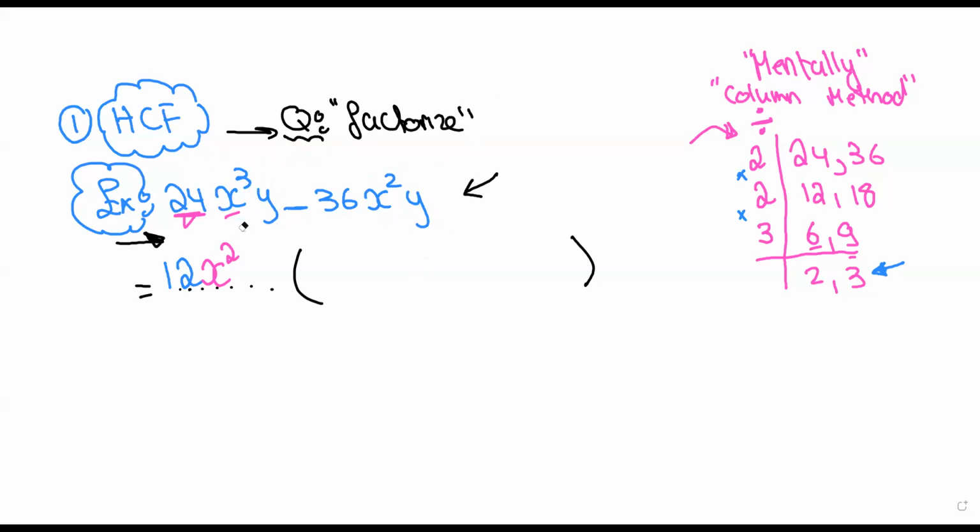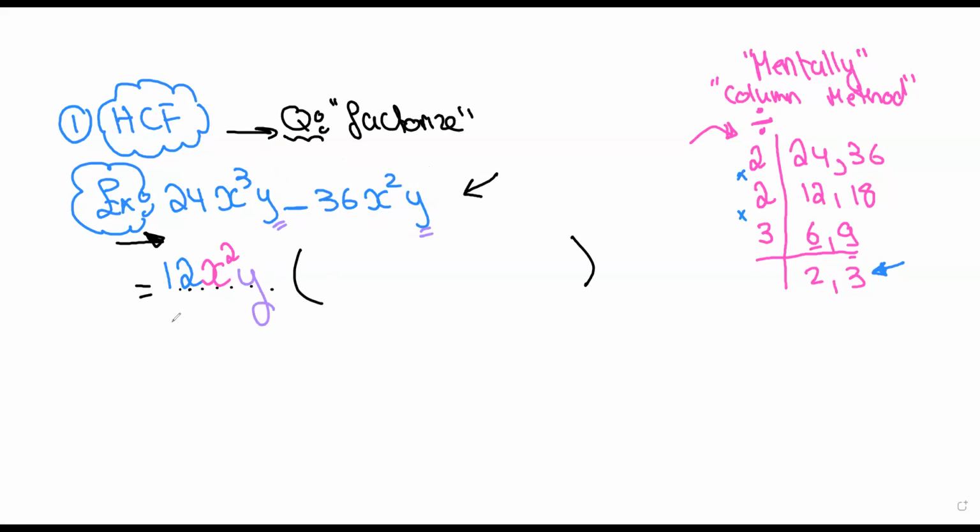If they were both power 1, you select the letter as it is. So again, if both letters have different powers, you select the letter with the smaller power. If both letters have the same power, you select the letter with the same power. For example, if these were written y squared and y squared, I would still take y squared. So let's keep it like this now. Here we have y power 1 and y power 1, so y power 1 is the highest common factor.